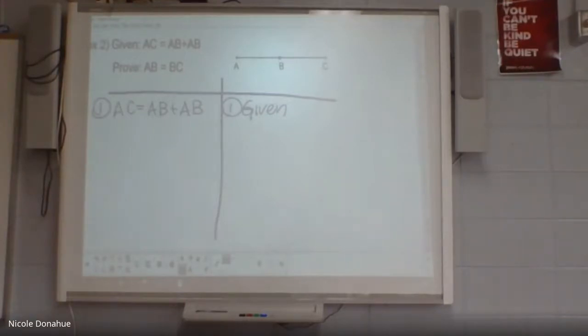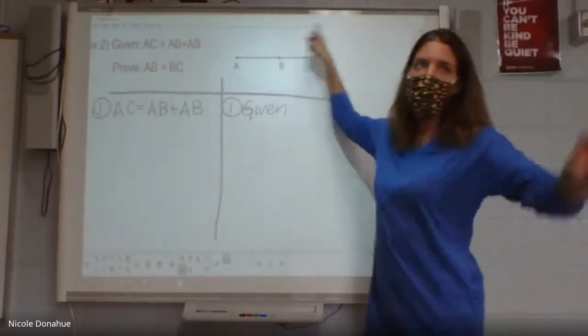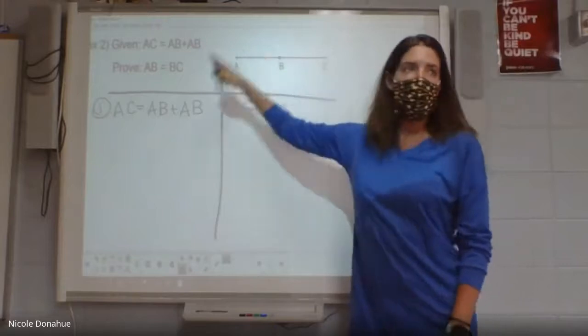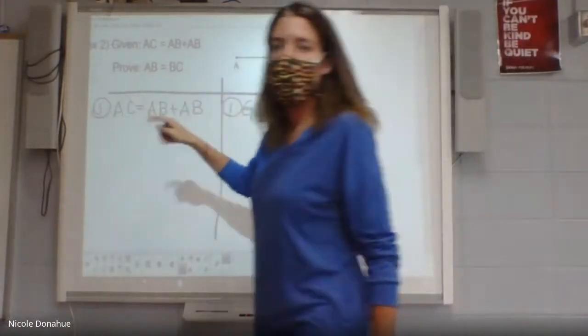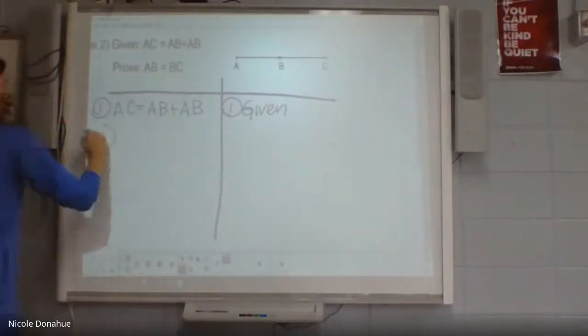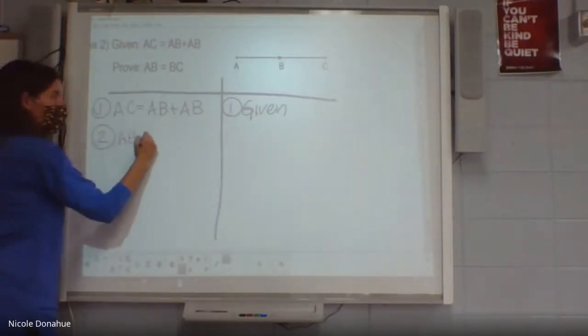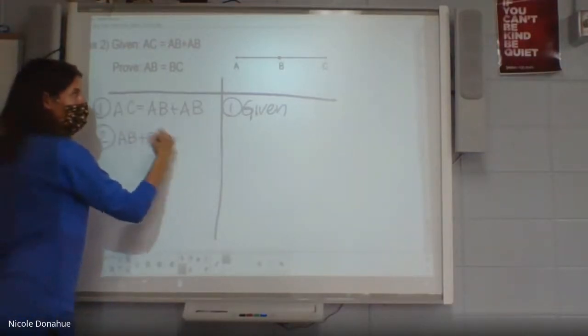What do you think? Can you tell me anything about this statement? Michael had told us something about this segment on the front side. What do you guys know about this segment? Do you know B is a midpoint? We don't yet. So what else can we say about this segment? Two smaller ones give us the bigger one. So we're going to say AB plus BC equals AC.